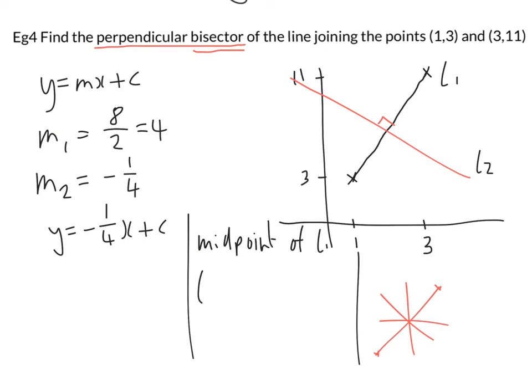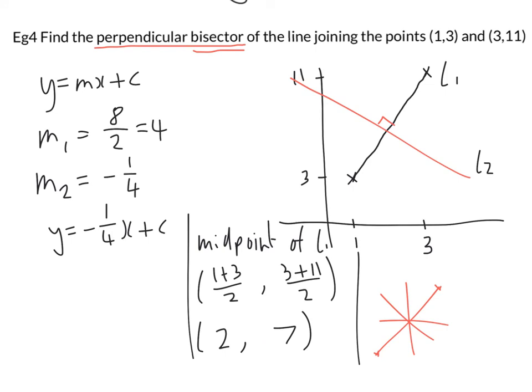And how do we do that? Remember, it's the average x values. So the average of 1 and 3, which means the middle in the x would be 2. And the average of the y values, 3 and 11 is 14, and half of that is 7. So the middle would be the point 2, 7. And that point is on the perpendicular bisector.